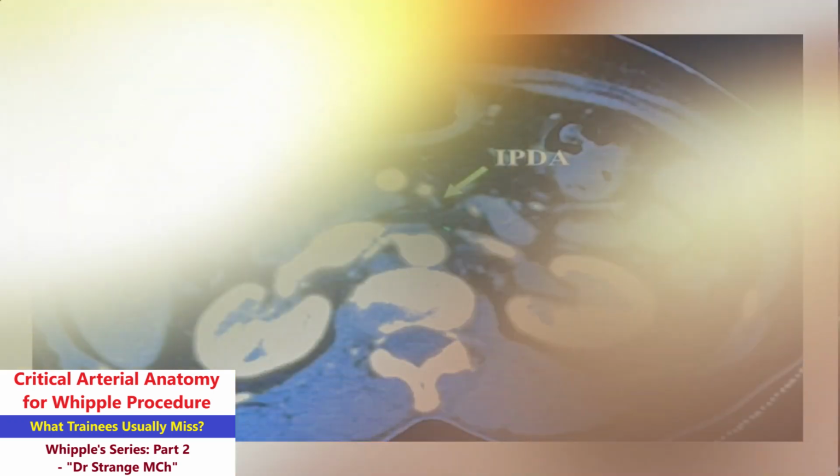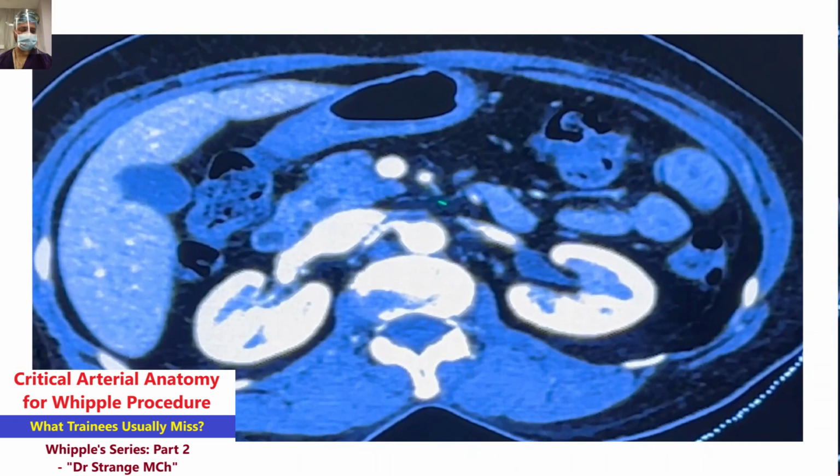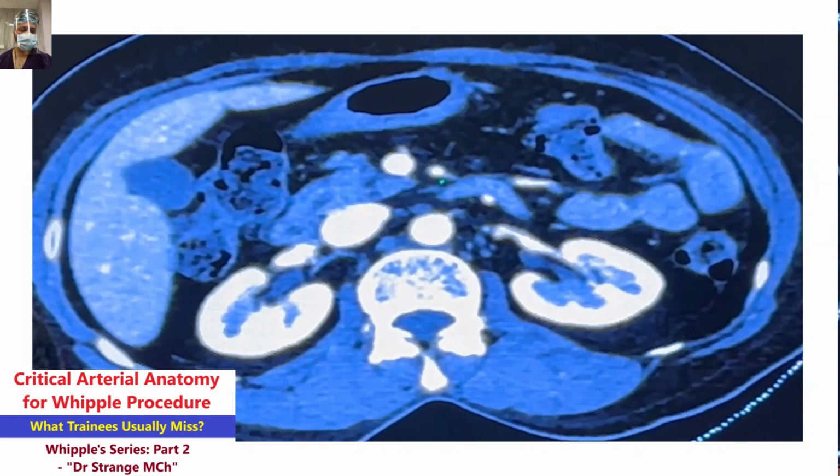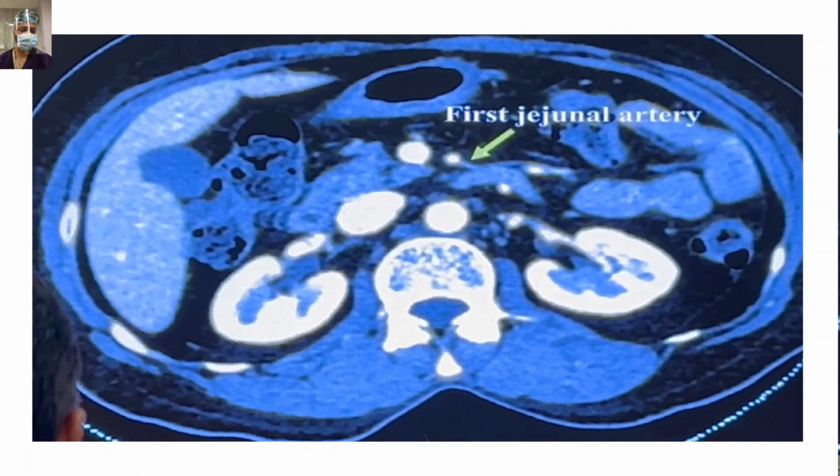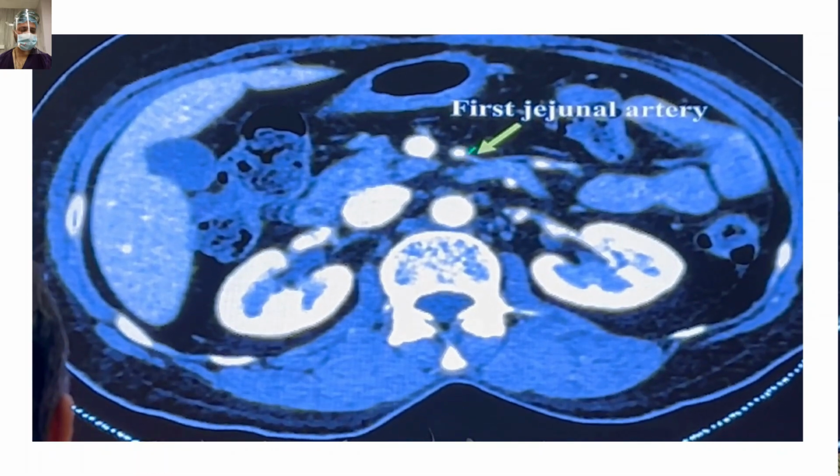Here the IPDA is originating. Here it is a bit clearer picture, and so again analyzing the IPDA and this first duodenal artery, it's important whether there is a common trunk.